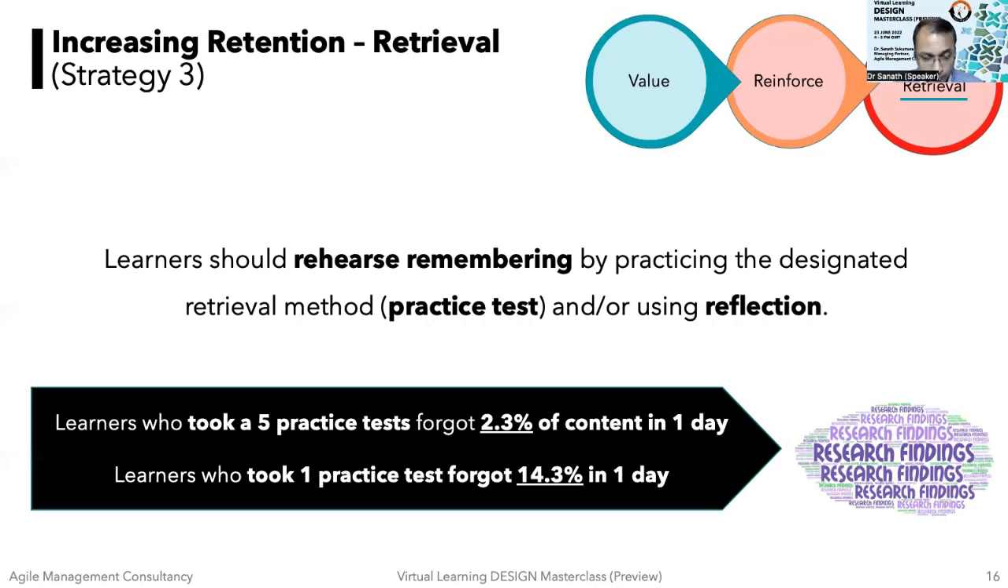And if you did that, and again, research has shown this, learners who took 5 practice tests forgot only 2.3%. And if you only gave them 1 practice test, they forgot up to 14%. Now look at the ratio. It's huge. It's huge, right?